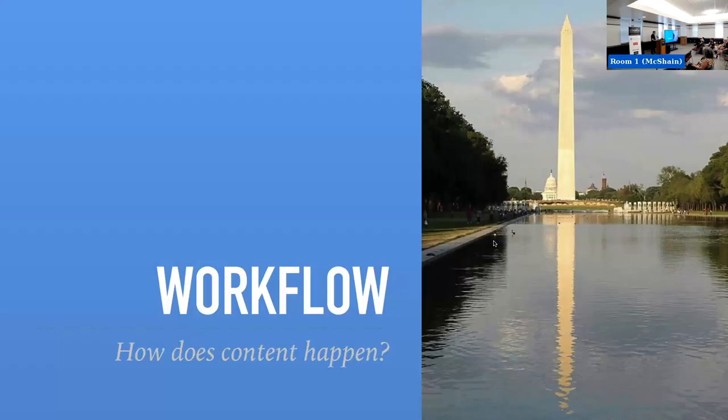So let's talk about workflow number one, which is, how does content happen? Or maybe more specifically, how should content be happening? Because it happens in many ways in many websites that are not always ideal. So let's look at a more ideal sort of content lifecycle.